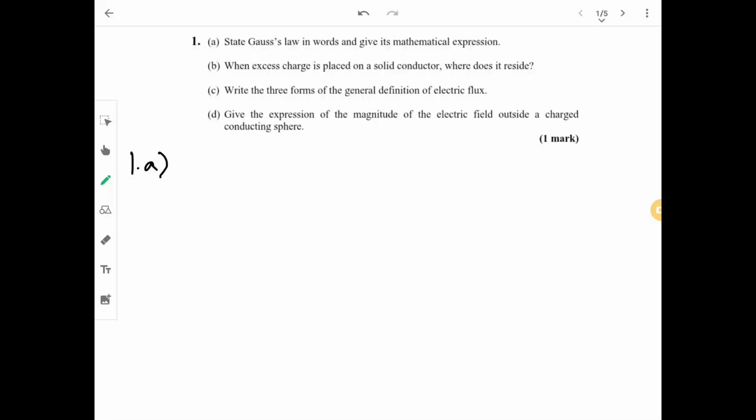Let's do number 1 for electricity, chapter 22. Number 1 has 4 parts. I'll give you a few seconds to solve the question and then we'll check together.